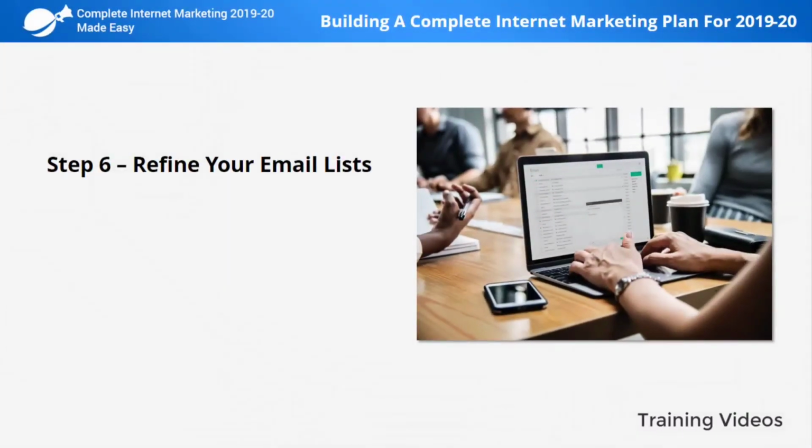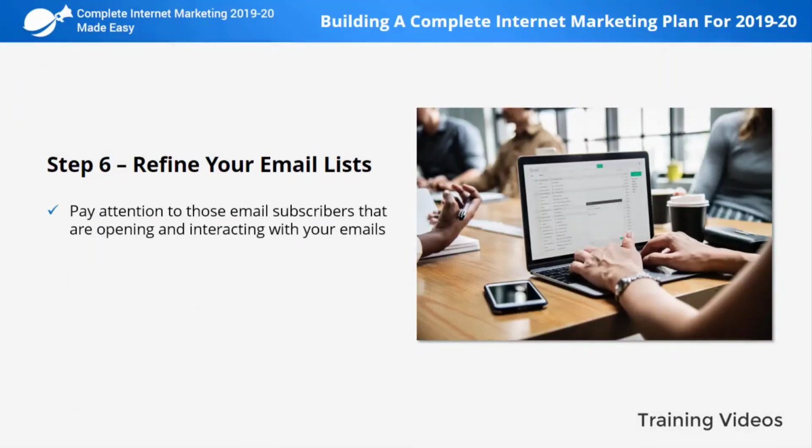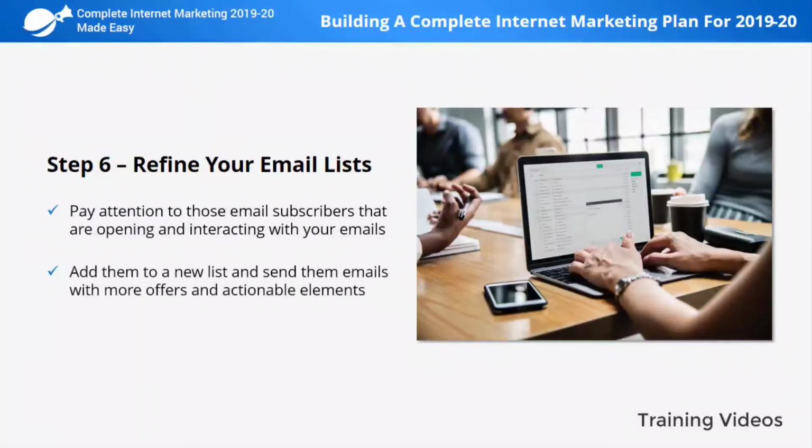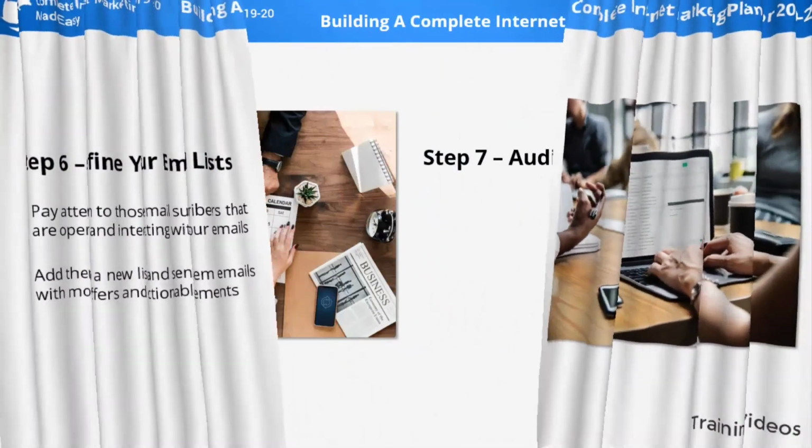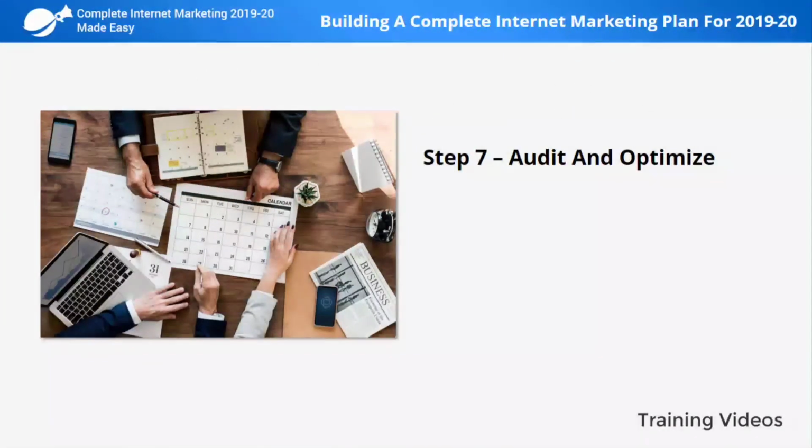Step number 6. Refine your email lists. Pay attention to those email subscribers that are opening and interacting with your emails. Add them to a new list and send them emails with more offers and actionable elements. Step number 7. Audit and optimize.